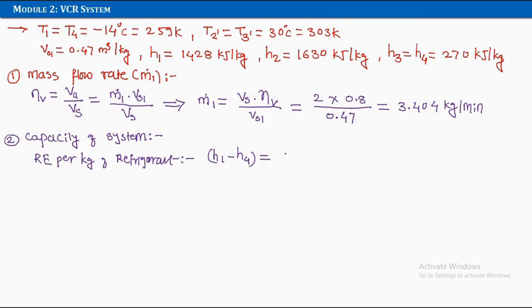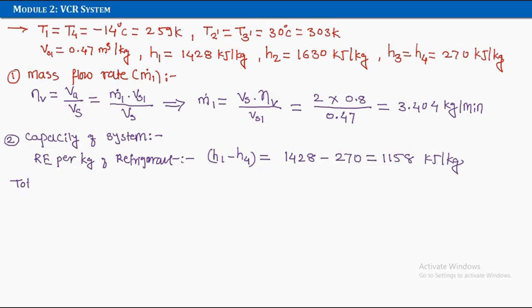So what is H1? 1428 minus H4, which is equal to 270, which is equal to 1158 kilojoule per kg. But now we have to find out the capacity, so we have to multiply this by the mass flow rate. How much is the mass flow rate? It is 3.404 kg per minute. Whatever value we got is per kg, so how many kg do we have? 3.404 kg per minute.